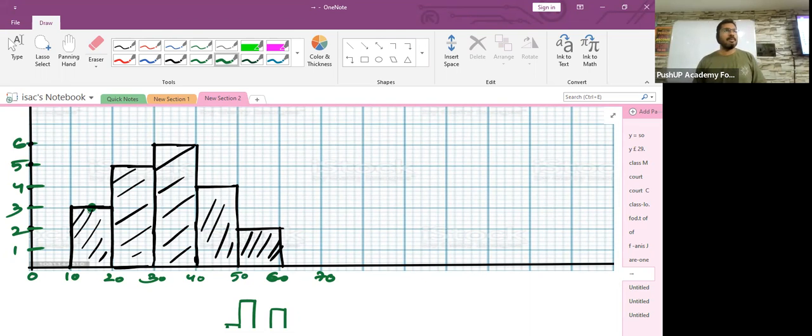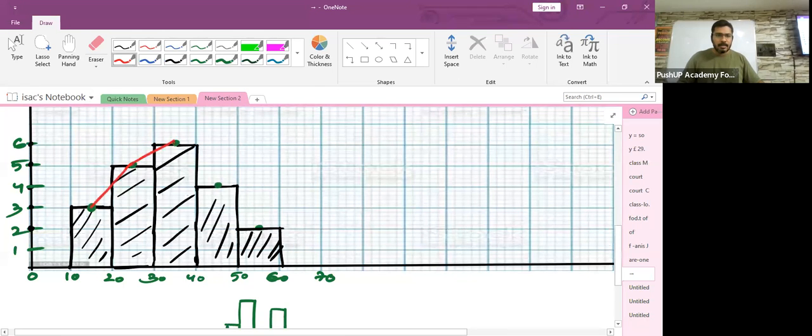Do you remember? So here the midpoint, here again the midpoint, midpoint, midpoint, and midpoint. All the midpoints are plotted. Now what we will do? We will join these midpoints. But we need to take midpoints between 0 and 10 also.